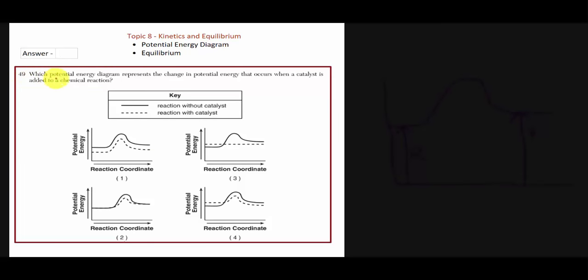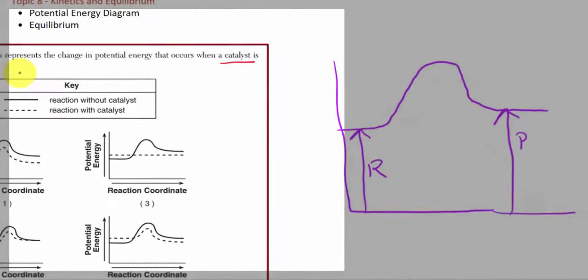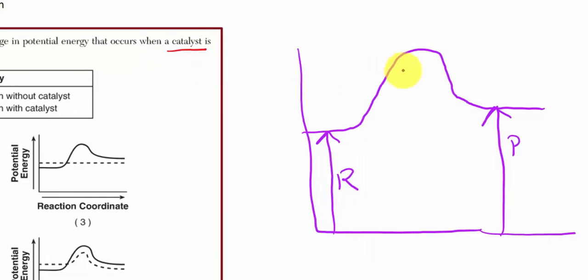Number 49. Which potential energy diagram represents the change in potential energy that occurs when a catalyst is added to the chemical reaction? Let's take a look at what happens when a catalyst is added to a reaction. This potential energy diagram has a certain starting point and a certain ending point. The catalyst cannot affect the starting point or the end point. What the catalyst does is it speeds up the reaction in both the forward and reverse directions by lowering the activation energy.